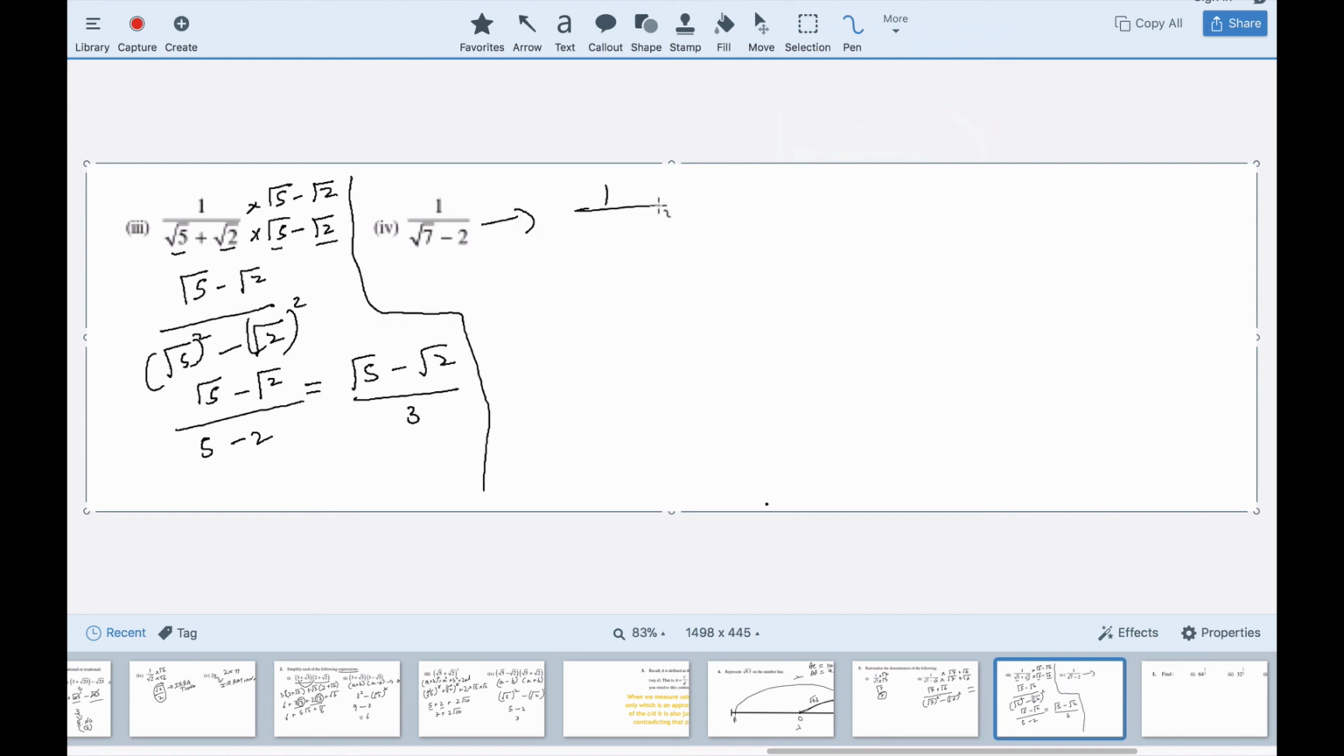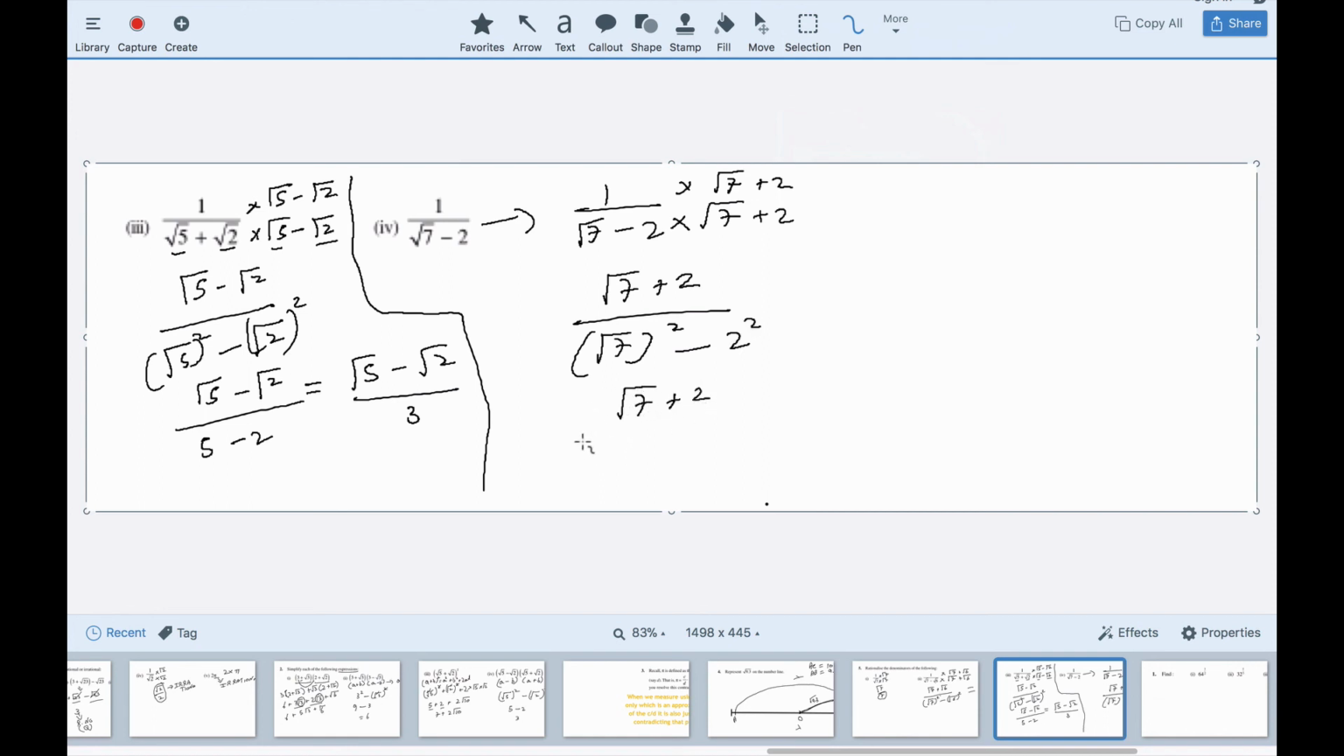This one can also be done the same way. So I can write the question again. Into root 7 plus 2 into root 7 plus 2. So I am left with root 7 plus 2 upon root 7 whole square minus 2 square. So I get root 7 plus 2 upon 7 minus 4, which gives me root 7 plus 2 upon 3. So the denominator is a rational number.